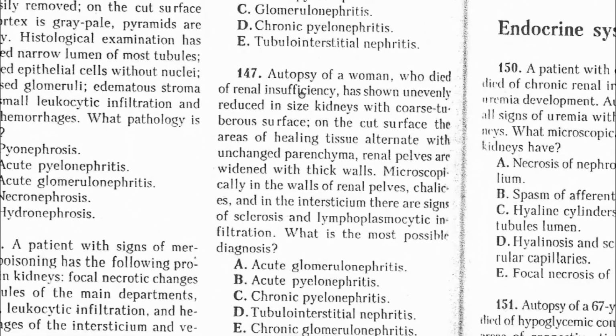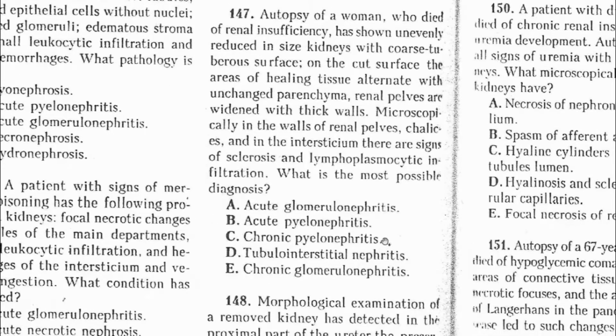47. Autopsy of a woman who died of renal insufficiency has shown unevenly reduced in size kidneys with coarse tuberous surface. On the cut surface, healing tissue alternate with unchanged parenchyma, renal pelvis widened, thickened walls, microscopically. Come on, this is chronic pyelonephritis. C is your answer.